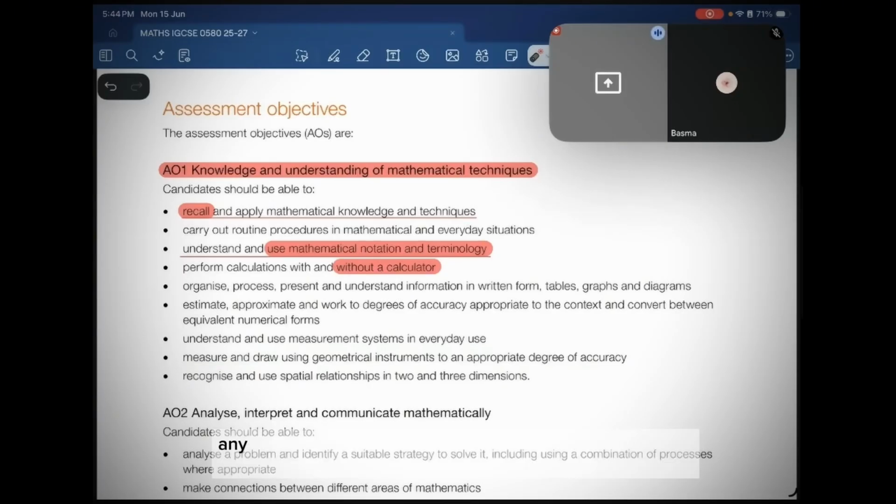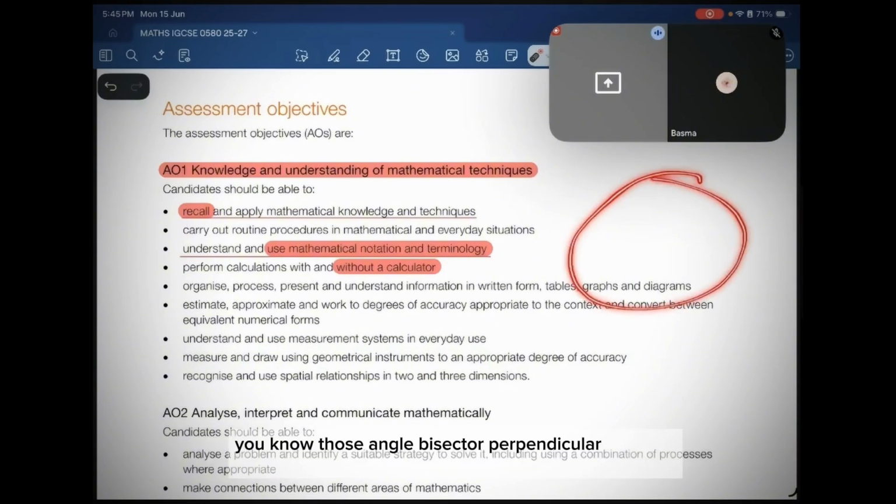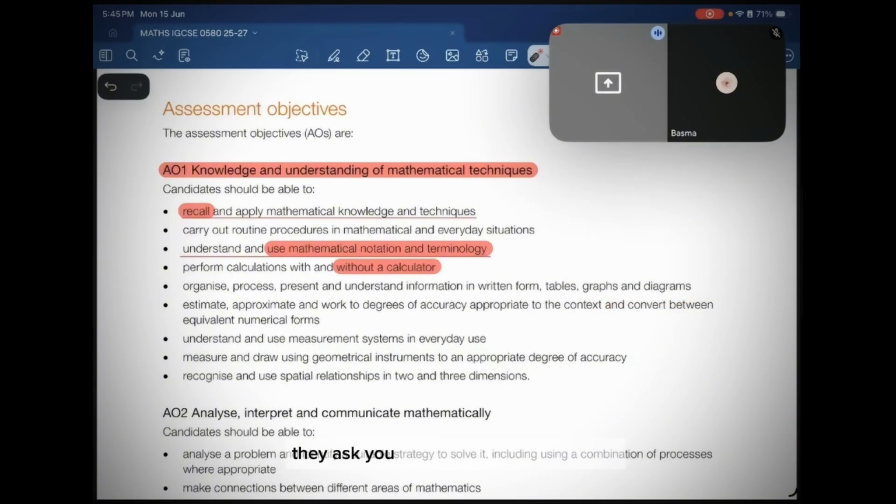Yes, Krishna. Any idea what you think these geometrical instruments could be? Like a ruler, a compass, a protractor. Yeah, that's absolutely the case. A compass, a protractor. You know those angle bisector, perpendicular bisector diagrams they ask you. They tell you to do the bearing stuff.